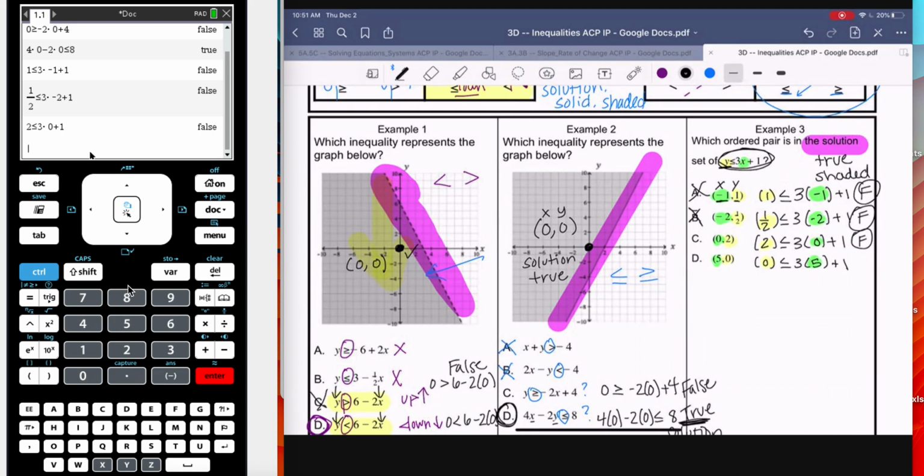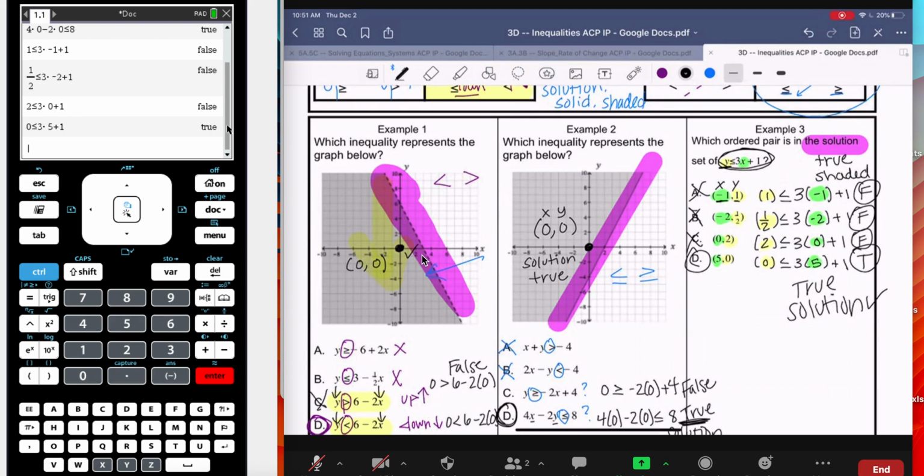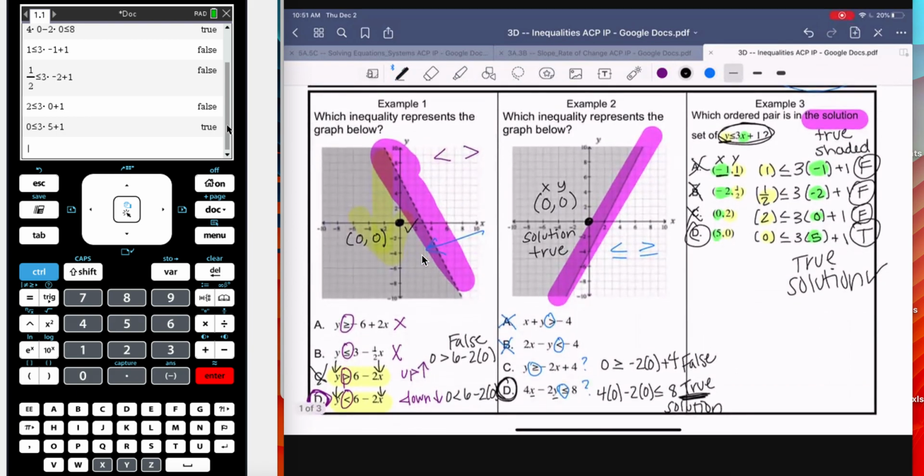Alright, let's try the last one. This one must be our answer, but I'm going to check it in the calculator. Times 5 plus 1. Sure enough, that one gives us true, which means it is a solution. So D is our correct answer. You can use these strategies for the next couple of questions and the questions that you'll find on your ACP. So good luck.